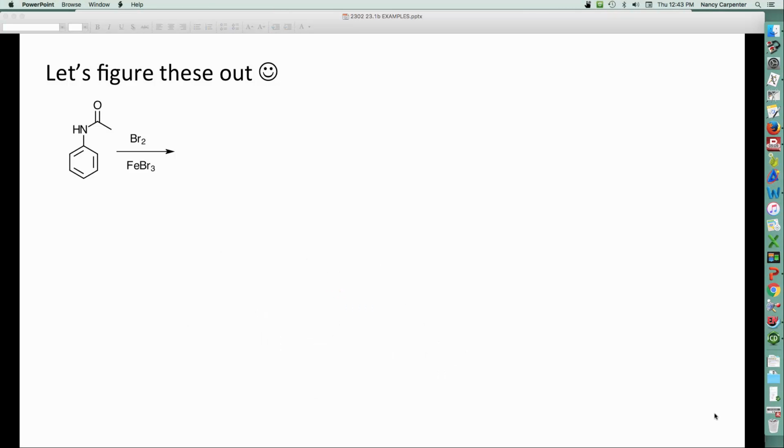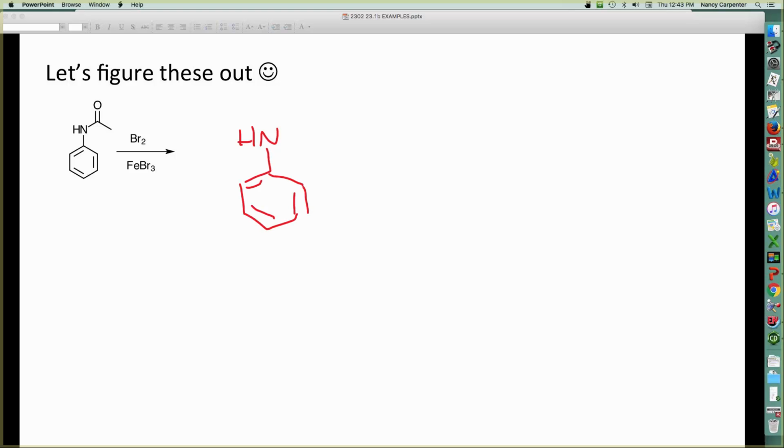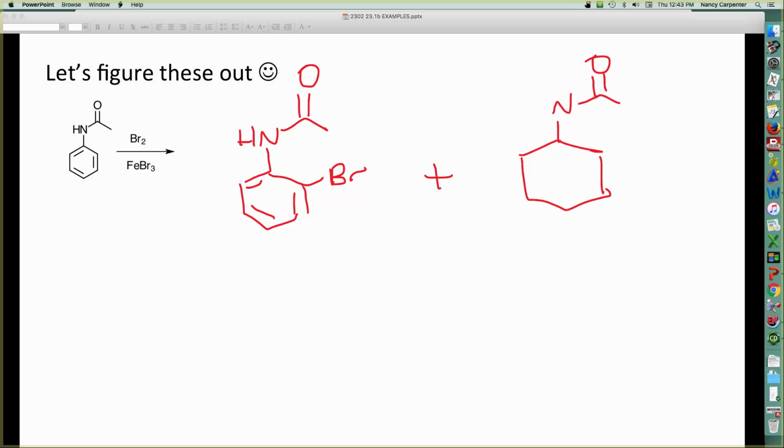Therefore, in this example, what we would expect to see is a mixture of both the ortho product and the para product. And like I've said before, it's an unfortunate reality that we cannot get one without the other. It won't be 50-50. We're going to have two ortho positions, so statistically it's more likely we'll have ortho, but sterically the para is favored, so you get a mixture.